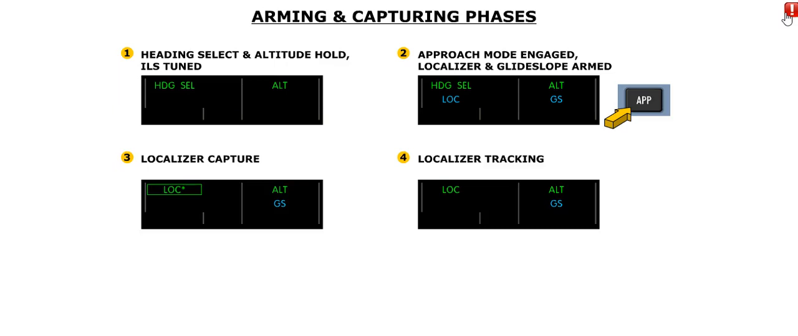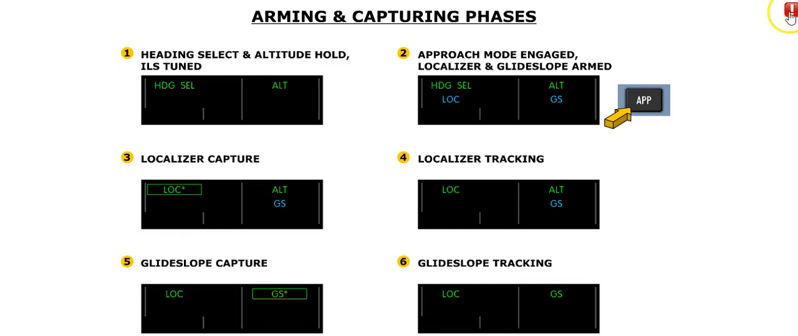At localizer capture, localizer would become the active lateral mode. At glide slope capture, glide slope would become the active vertical mode.